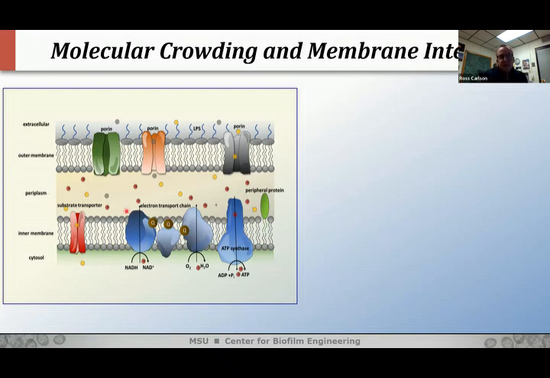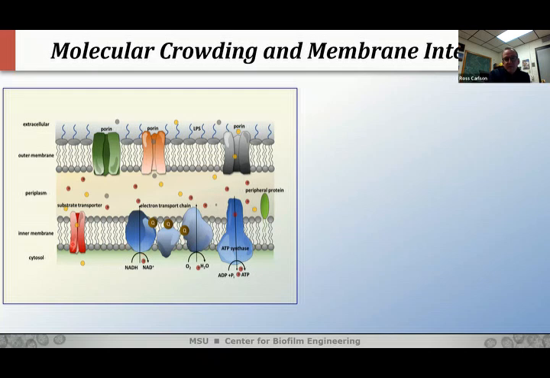So this is a cartoon looking at the membrane of E. coli, a typical gram-negative cell. We have an inner membrane and an outer membrane. For the balances that I'll be discussing today, we're looking at the constraints of the inner membrane on the cell's phenotype. The inner membrane hosts a wide variety of proteins.